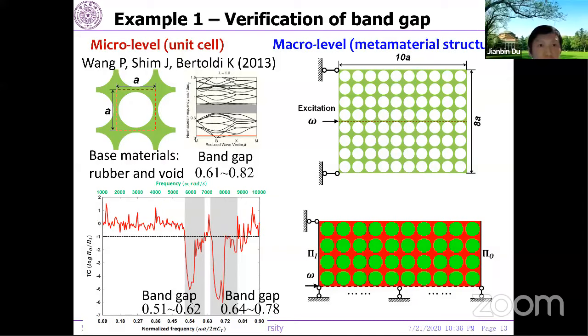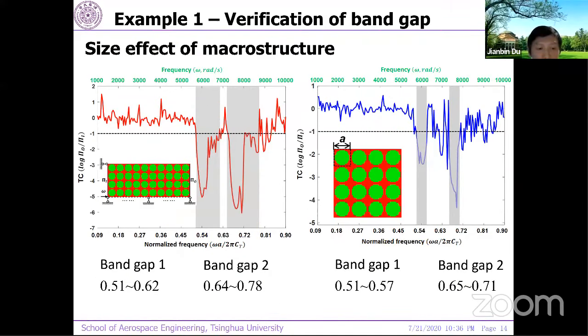Okay, this slide shows the size effect of the macrostructure. In order to investigate the influence of the size of the macrostructure, we reduce its size to half of the original one. For example, the picture on the right-hand side is half the size of the original structure. We can see the identified band gaps have some very big differences. So the size effect is very important in two-scale studies.